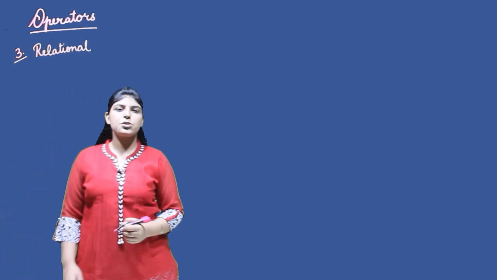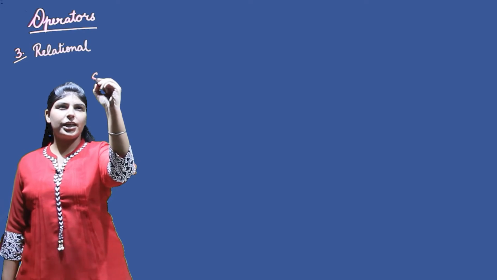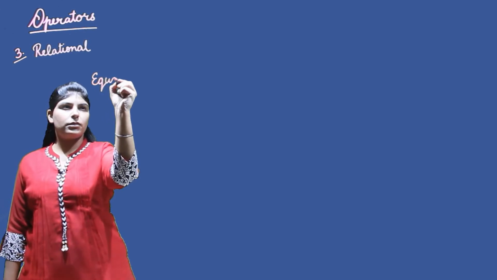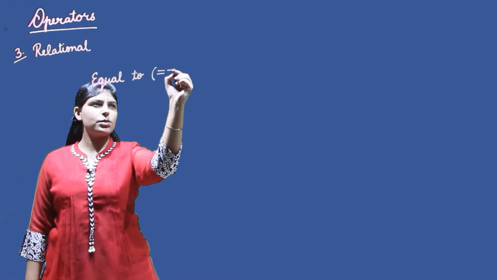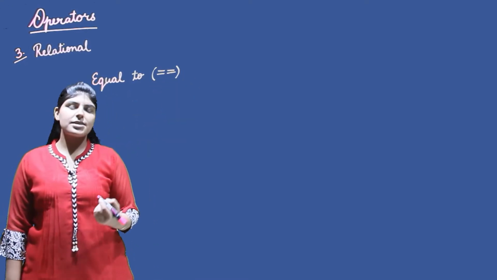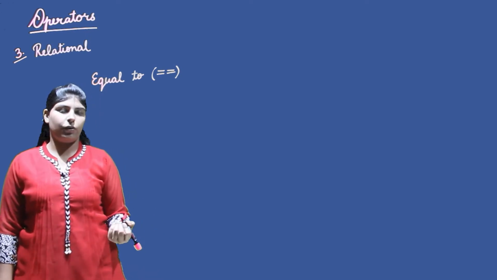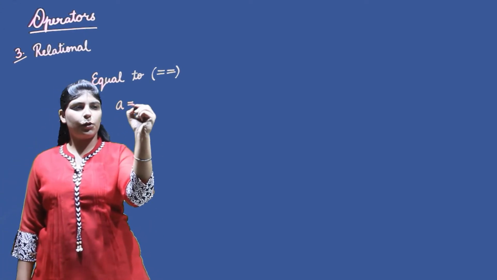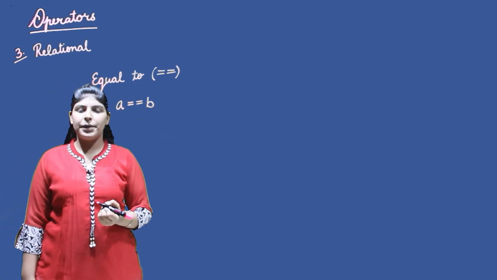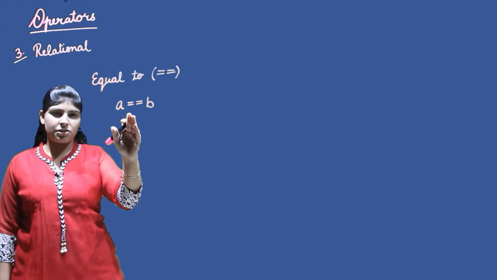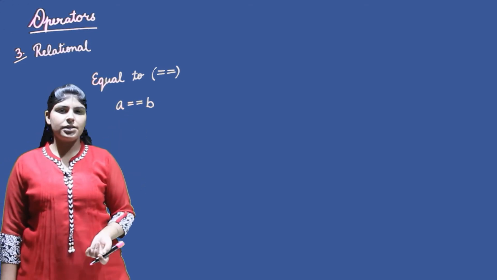Next we have relational operators. Relational operators are used for comparison. They compare two different operands and give us a Boolean value as output. So the first relational operator we have is equal to. It is denoted by double equal to sign. It checks if the two operands given are equal or not. So if I write a equal to b, if the value of variable a and value of variable b are same, then this expression returns true, otherwise it returns false.